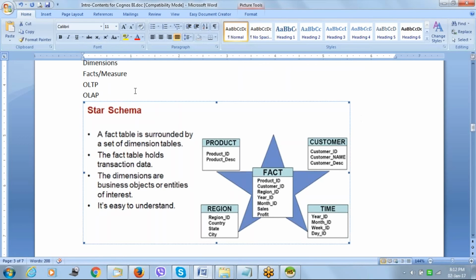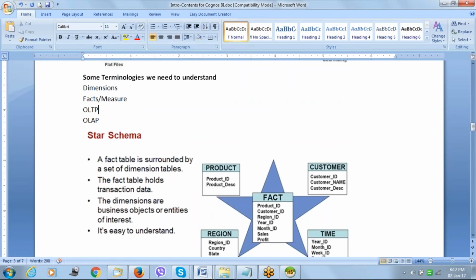So we have seen dimension and fact. OLTP is online transactional processing. You can find all these things on Google also. OLAP is online analytical processing.